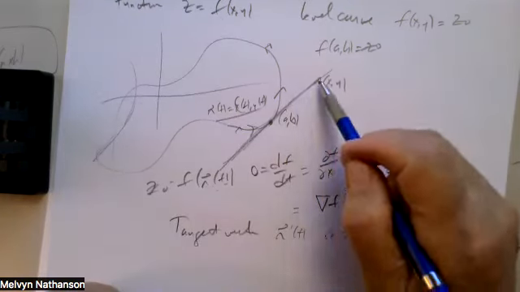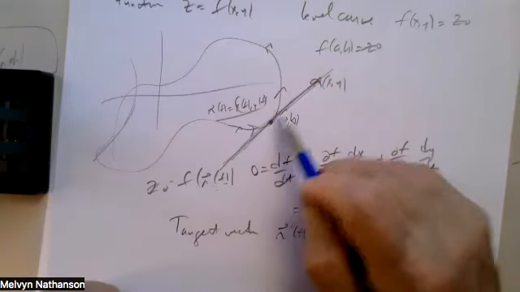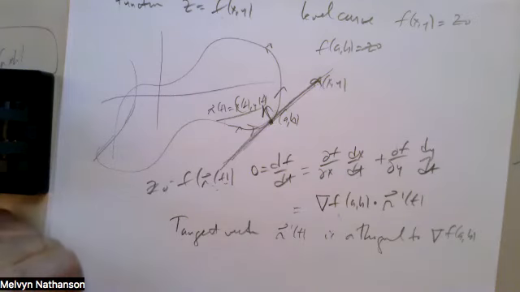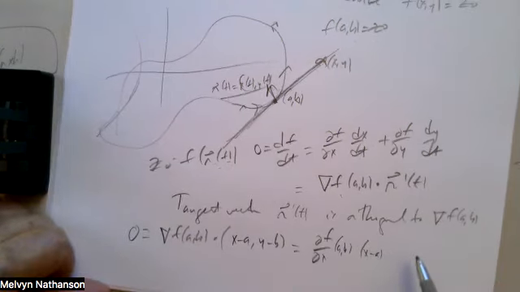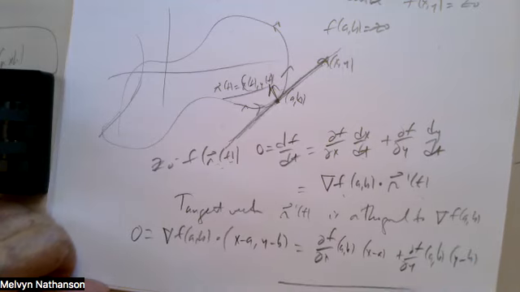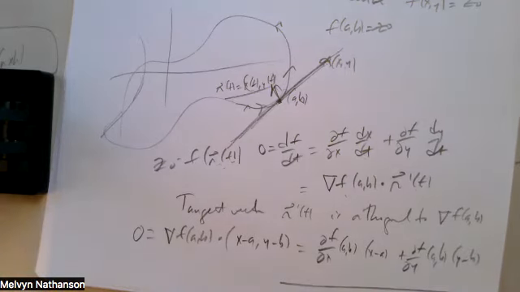So if I take any point on that tangent line, the vector from (a, b) to that point is going to be perpendicular to the gradient. That means that the gradient of f at (a, b), dot product with the vector (x minus a, y minus b), is zero. And this is the partial of f with respect to x at (a, b) times x minus a, plus the partial of f with respect to y at (a, b) times y minus b. So I have another equation of the tangent line to the curve.